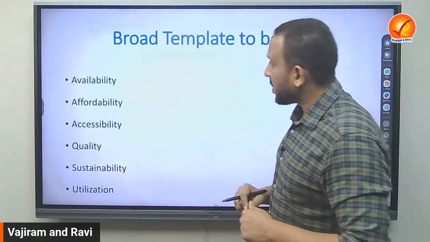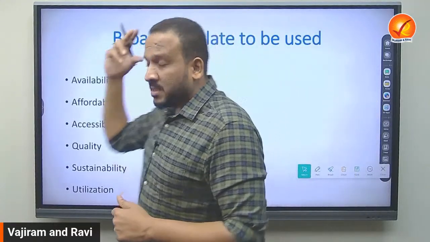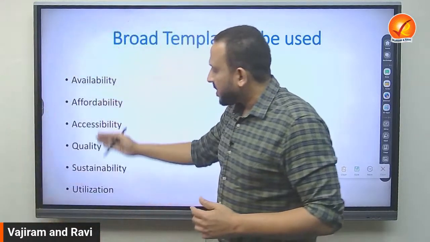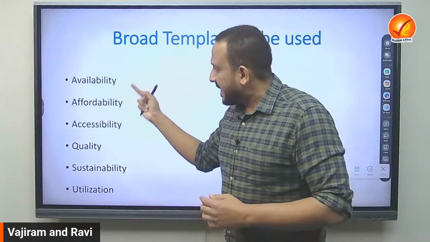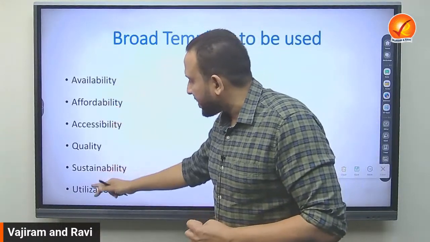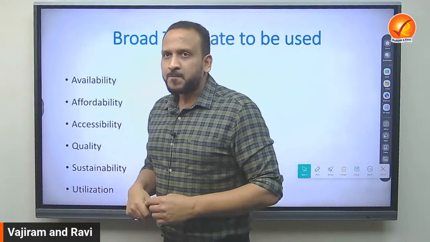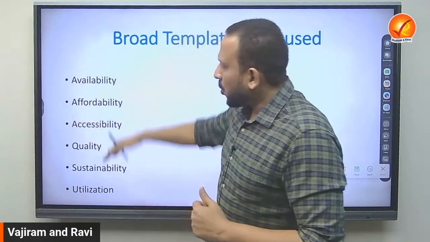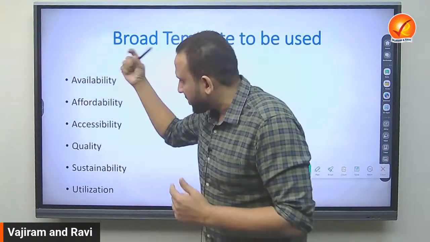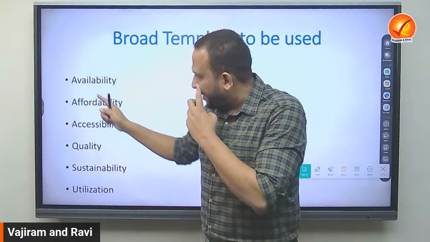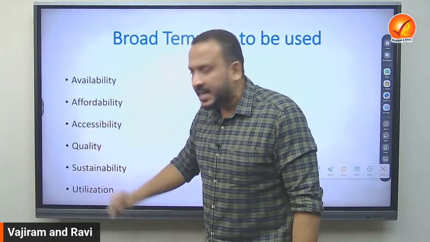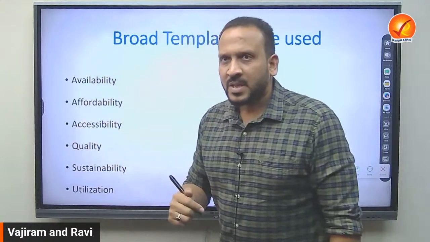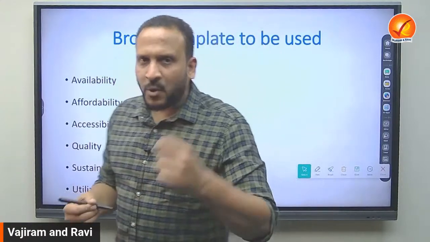But what is most important is the template for the core content, the core demand of the question. Now look at these 6 keywords: availability, affordability, accessibility, quality, sustainability, and utilization. Right? So now go back to the previous question. First, just take a snap of this screen. Availability, affordability, accessibility, quality, sustainability, and utilization. Right? Now, based on these 6 keywords, can you tell me whether you can generate the points or not?